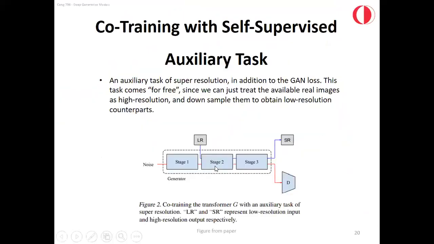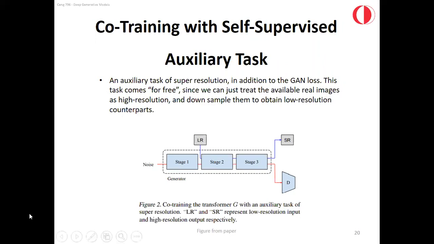They also have training strategies, I could say, called co-training with self-supervised auxiliary task. Here, this task comes for free, since we can just treat the available real image as a high resolution and downsample it to obtain a low resolution counterpart. This actually says that they use a really unique strategy to train the GANs.